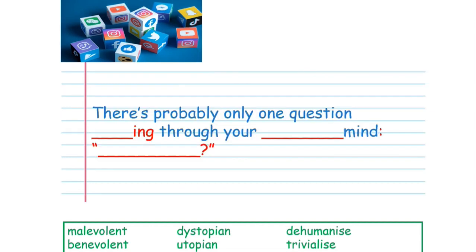So let's plan this part out. In its most basic form, I could write, there's probably one question going through your mind. But you can improve by adding a different verb for going and put an adjective in front of mind. Students after school, they'll probably be tired. So you could put in front of going through your tired mind, or you can improve upon that even further. The colon here is very important. Going through your tired mind, colon, it's very important because it introduces information.